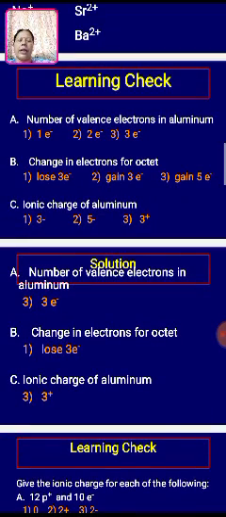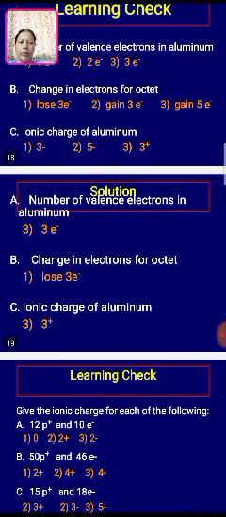Now again, you have to solve this if you understood clearly with the electronic configuration. Number of valence electrons in aluminum, how many? Change in electrons for octet: losing 3 electrons, gaining 3 electrons, or gaining 5 electrons. And the ionic charge of aluminum: 3 minus, 5 minus, or 3 plus. So which is it? Write in your notebook.